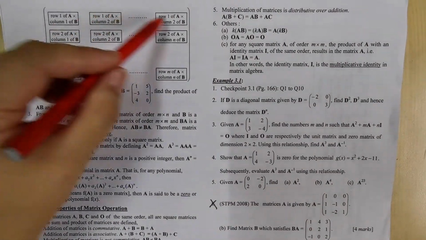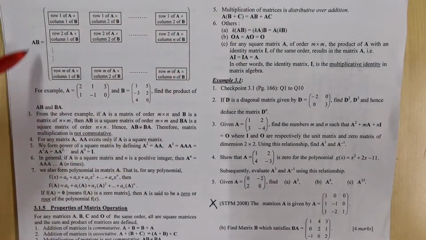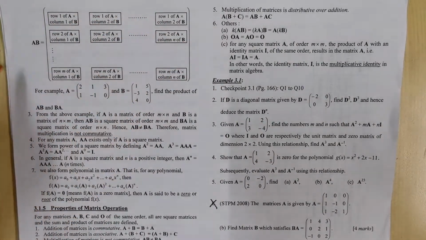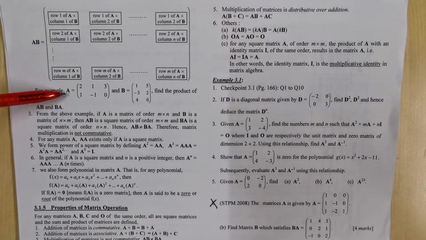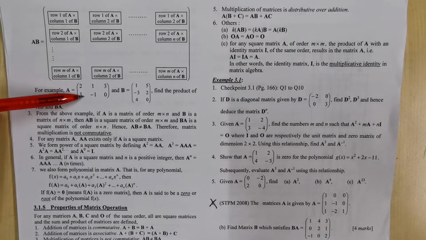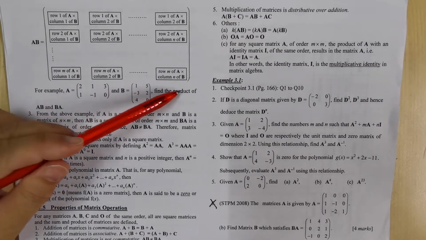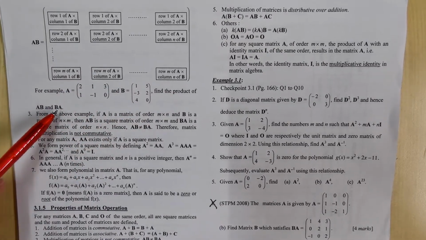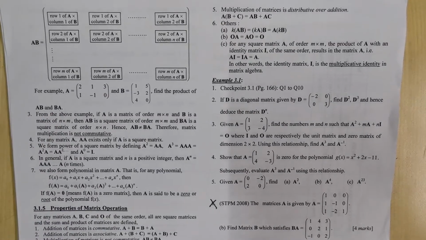Okay, so this is the table. I will use one example to go through all this. Okay, so I will show one example to you. Let's say you are given matrix A, this one, and matrix B, this one. You are asked to find the product AB and BA. Okay, so let's start.